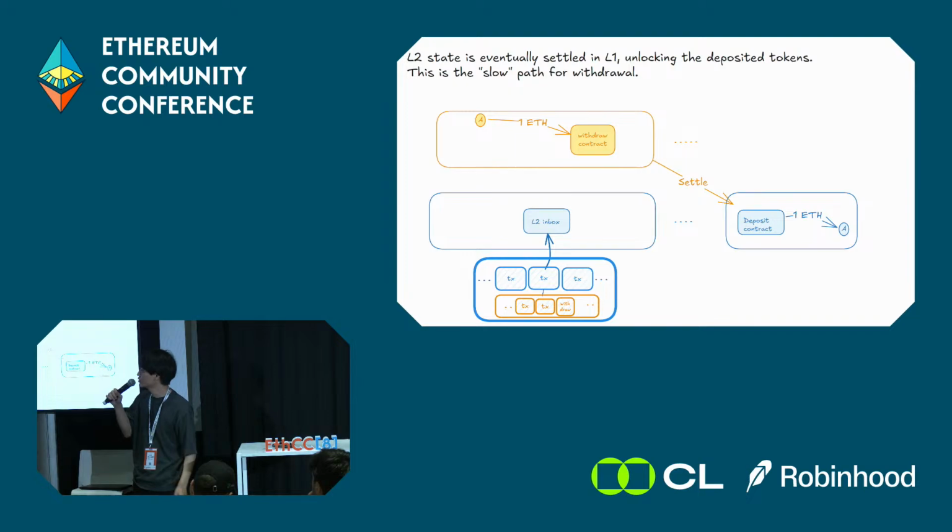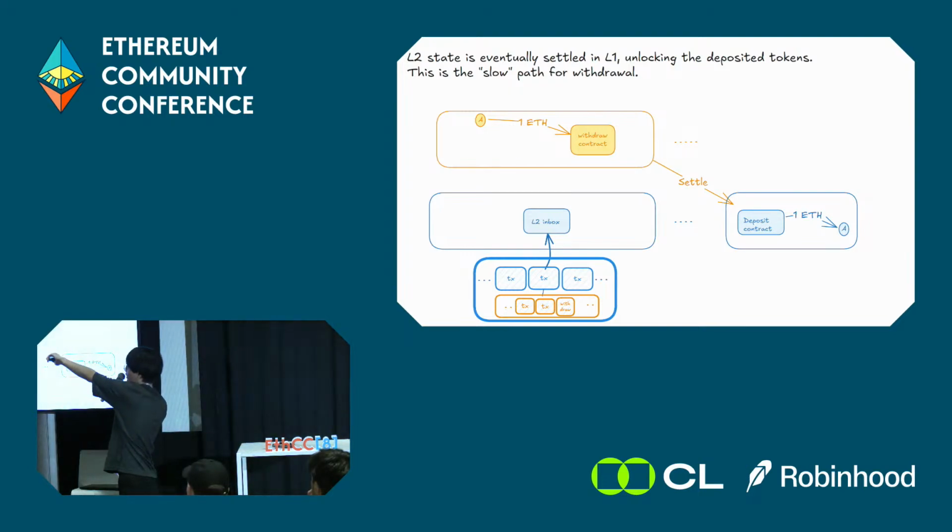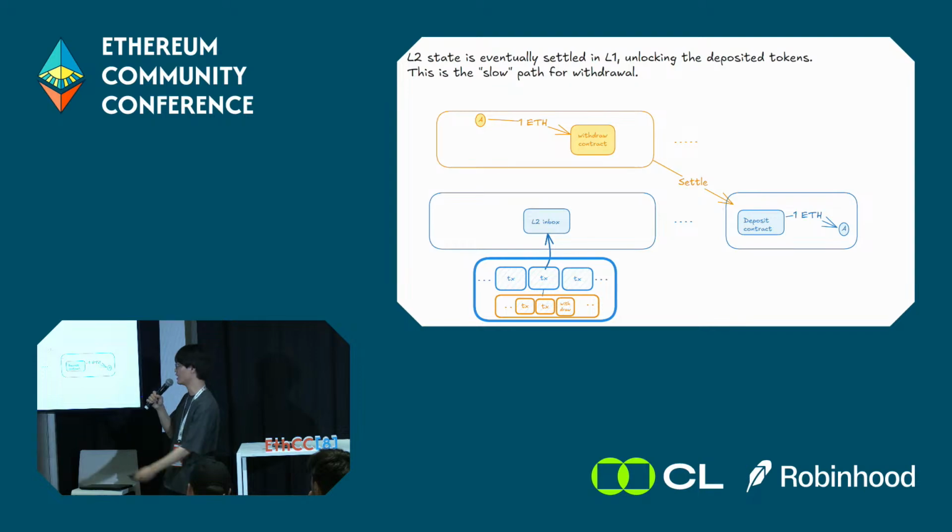And next, the L2 state will eventually be settled to the L1, which means the fact that the ETH was sent to the withdrawal contract will, after some time passes, settle to the L1. And once it's settled to the L1, the L1 knows that the L2 state is this specific state, so it can actually trigger the deposit. So 1 ETH will actually be sent to A. This is what we call the slow path of withdrawal, and this is basically what you already have in most of the L2s.